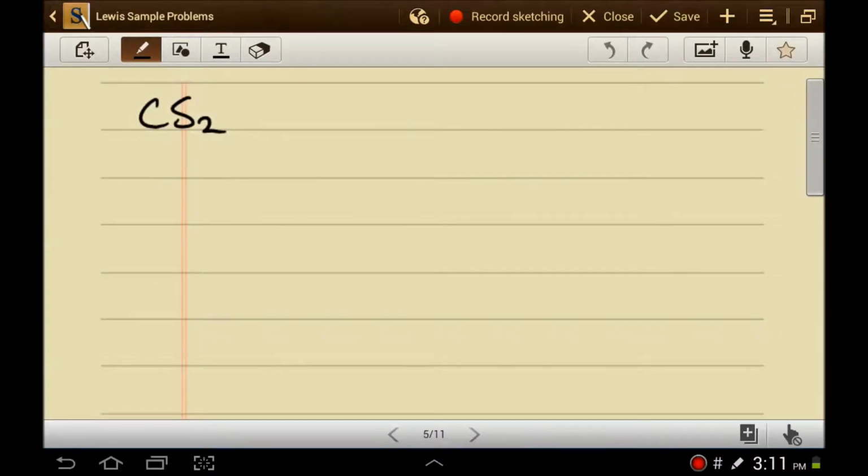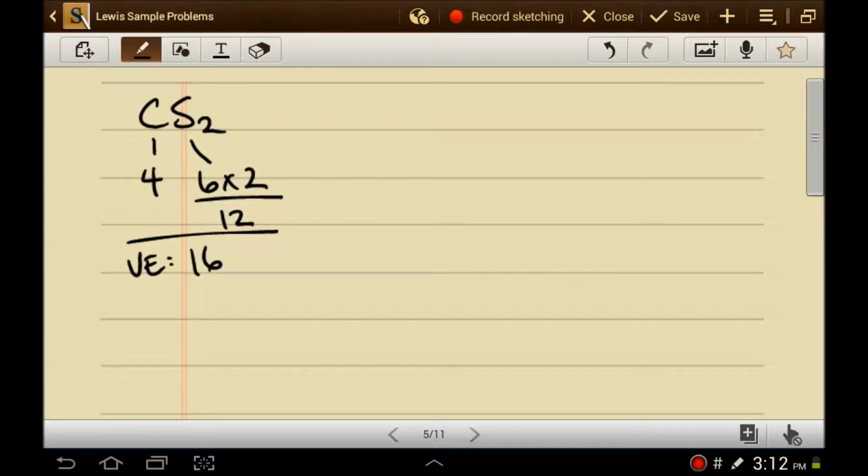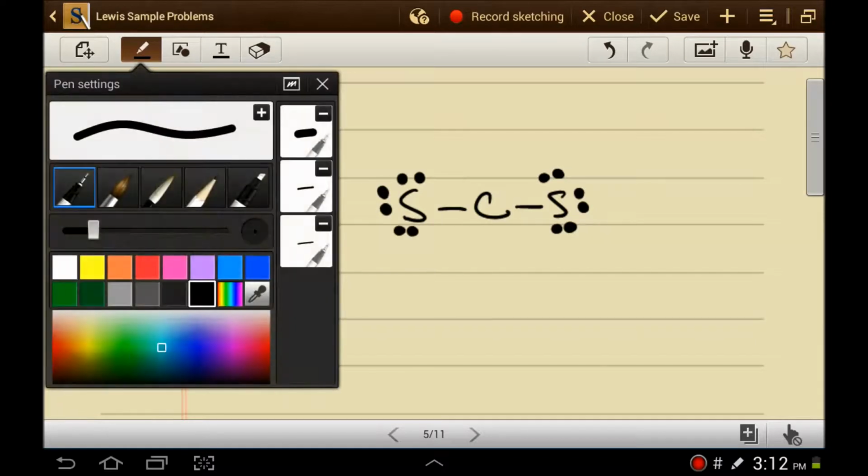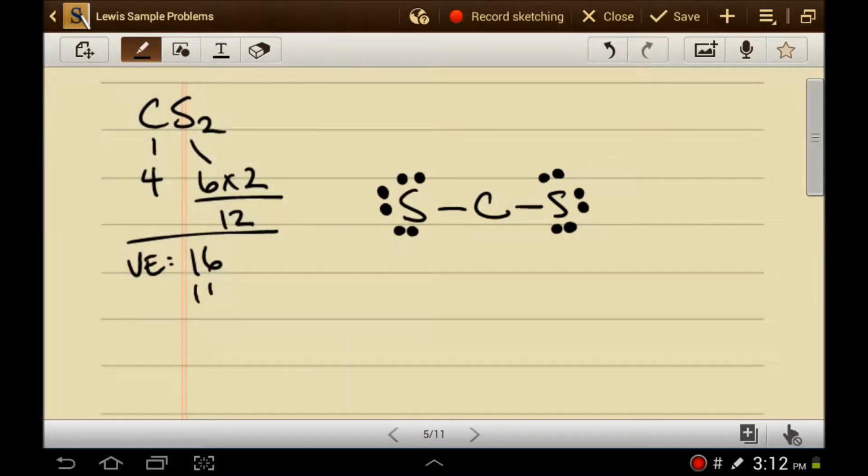Carbon disulfide. Carbon's got 4 valence electrons. Sulfur has 6, but there's 2 sulfurs for a total of 12. 12 plus the 4 from the carbon makes 16 valence electrons total. So we have 16 to work with. Carbon is always, always, always the central atom, except when it's not. So we'll give the 2 sulfurs a bond to the carbon. The outside atoms need an octet, so we'll give the outside atoms an octet. At this point, we've used 16 valence electrons, so there's none left over.